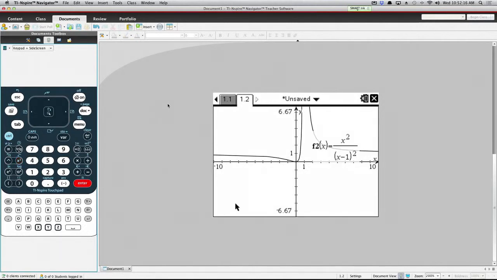All right, so as we see, as we approach 1 from the right, where's my graph going? Up. Positive infinity, like we said it would. Let's look at 45.